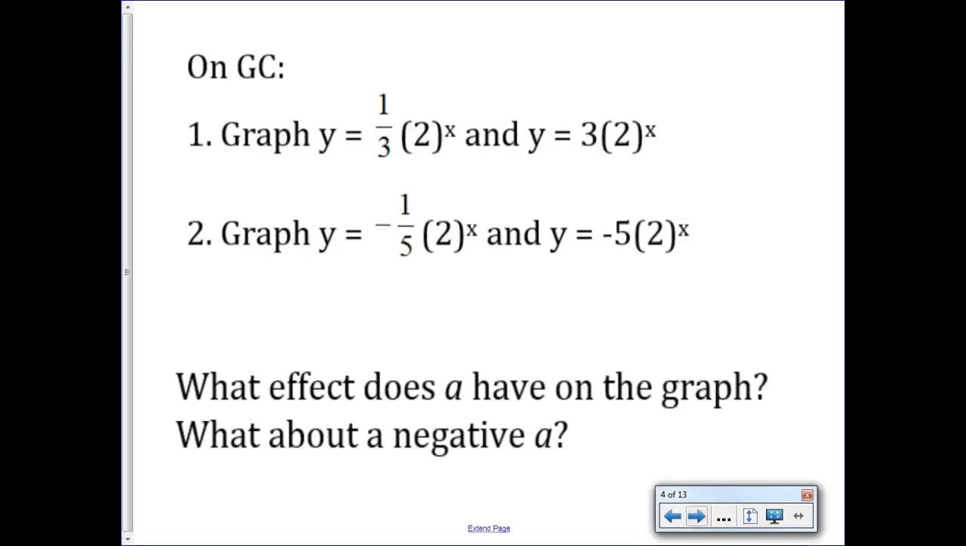So take a minute on your graphing calculator to graph 1/3 times 2 to the x and 3 times 2 to the x, and then graph negative 1/5 times 2 to the x and negative 5 times 2 to the x, and look at that a value and see what effect it has on the graph. Go ahead and pause the video so you have time to do that.